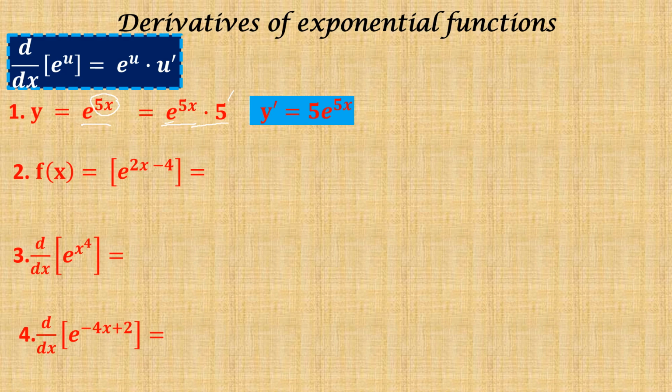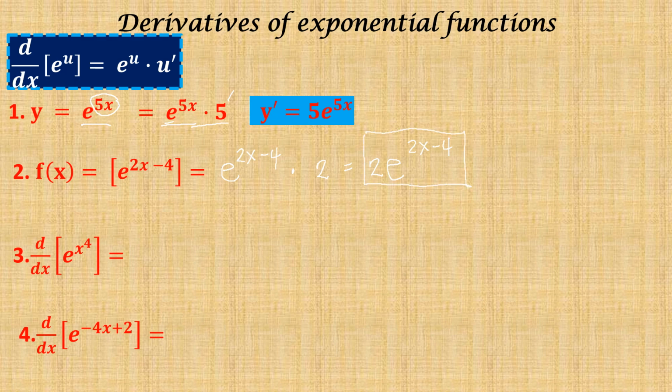So what about number 2? Again, we just simply copy e to the power of 2x minus 4 times the derivative of 2x, which is 2. Thus, we have a 2 there. So its final answer will be 2e to the power of 2x minus 4. This is already our final derivative.